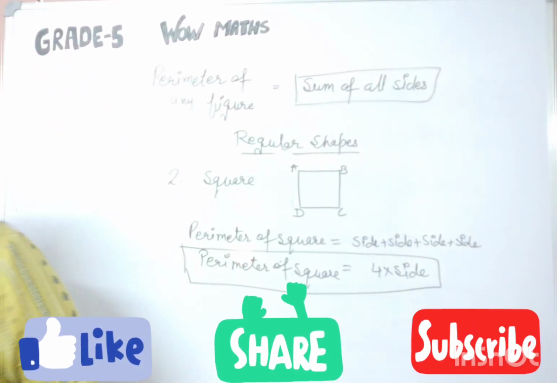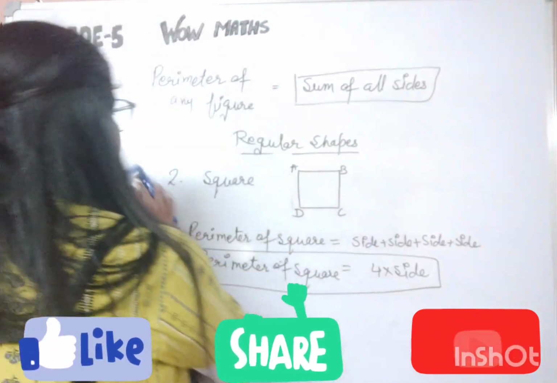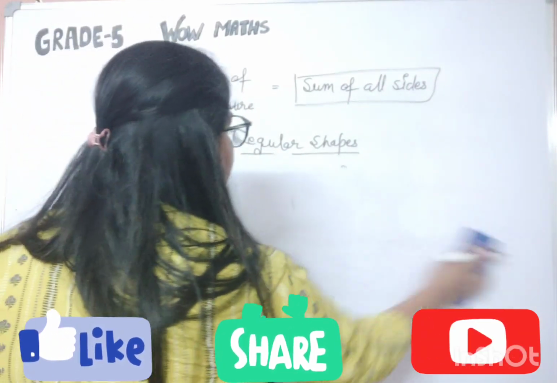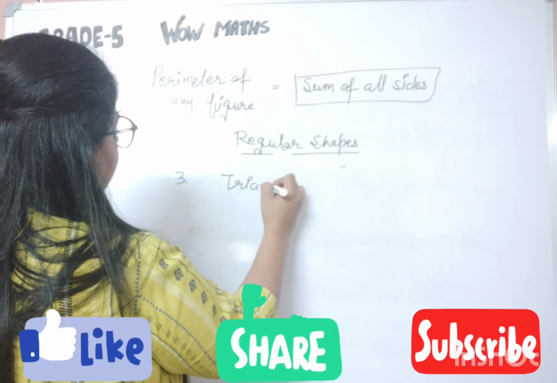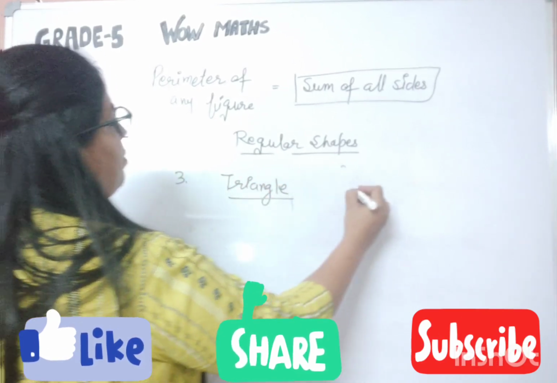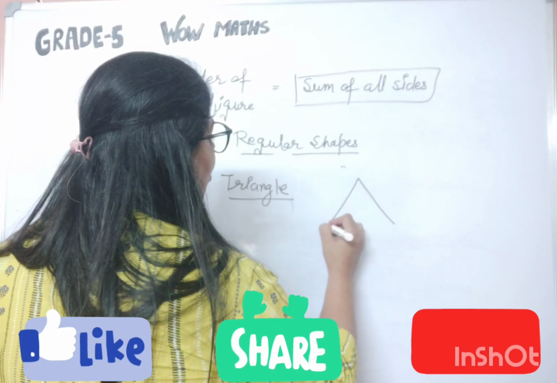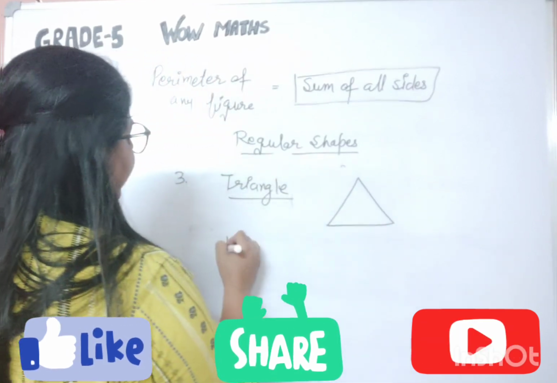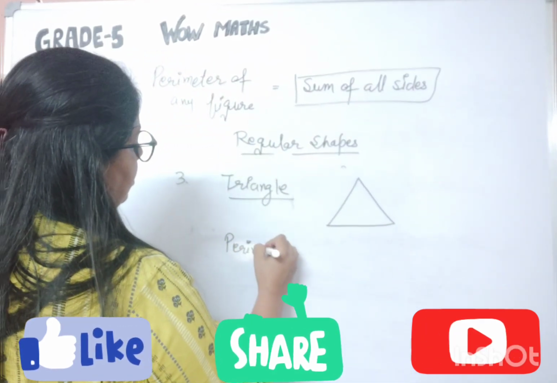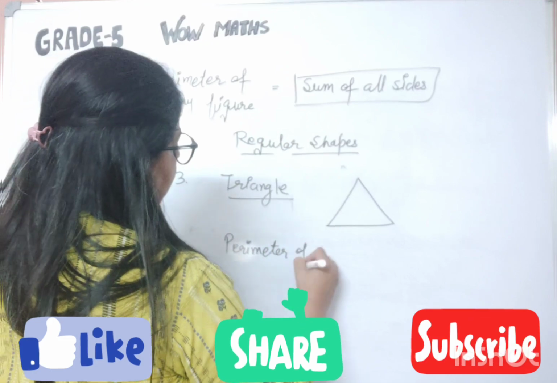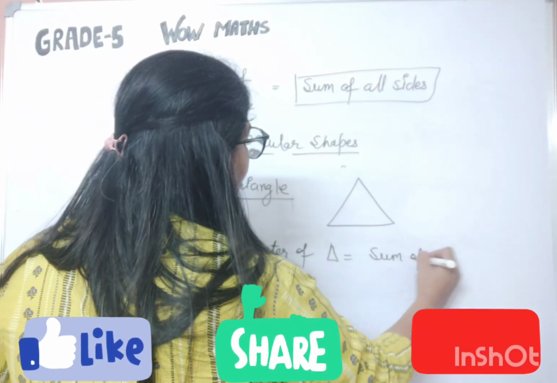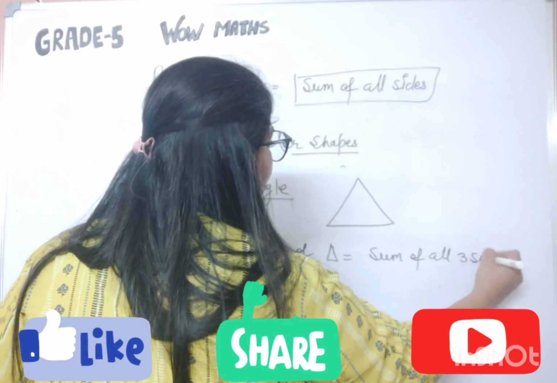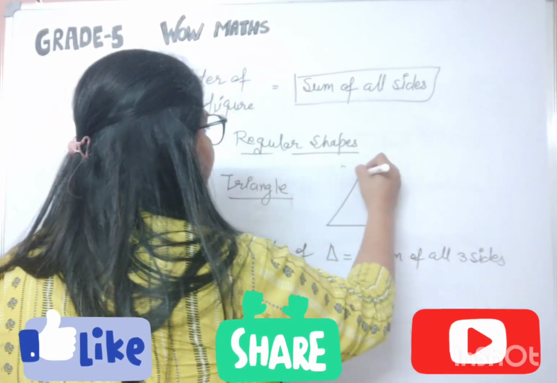Now moving to the third shape, that is the triangle. Because in mathematics we have different kinds of triangles, to find the perimeter of a triangle, the formula we will use is the sum of all three sides, because in triangles we have three sides.